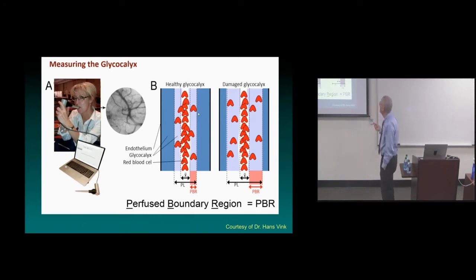And here in this figure, with a healthy glycocalyx, the red cells are confined to this region. There is this perfused boundary region where some of them will be, and it's all kept away from the endothelium right here by the glycocalyx in the dark blue. But if something's damaged in the glycocalyx, the red cell column and the blood flow column will get out and get closer to the endothelium.